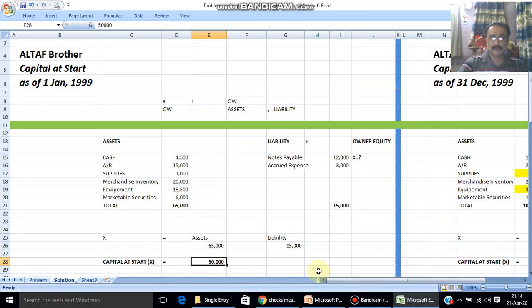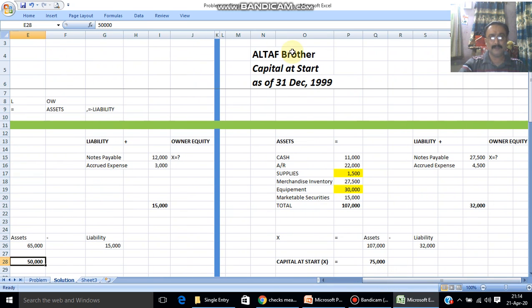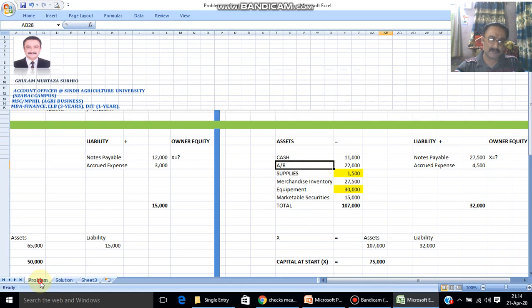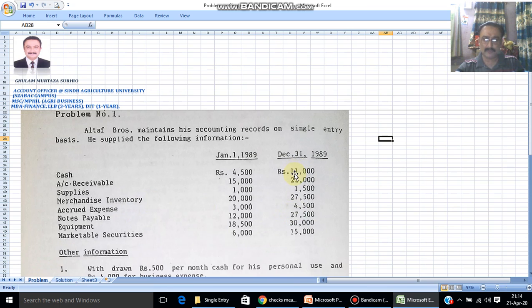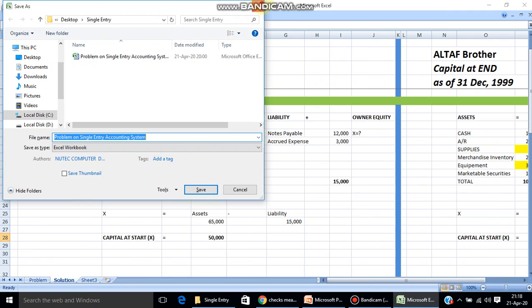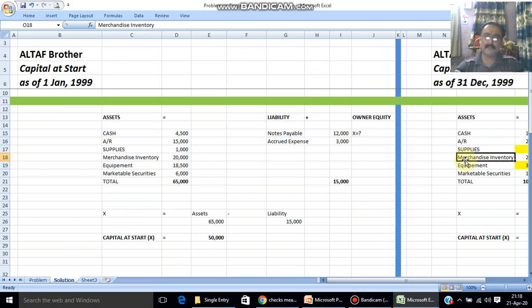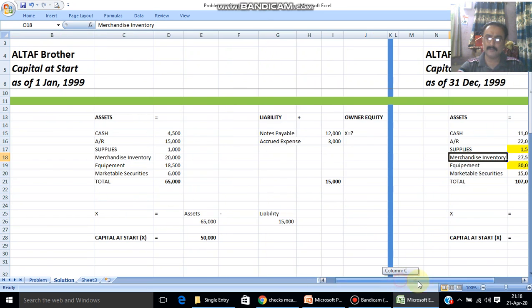Now there is another requirement: capital at the start and capital at the end. Let me write over here, capital at end. Now we have other figures for assets and liabilities which are placed over here: 11,000, 22,000, 1,500. And there are two items, 4,500 and 27,500, from the liability side.